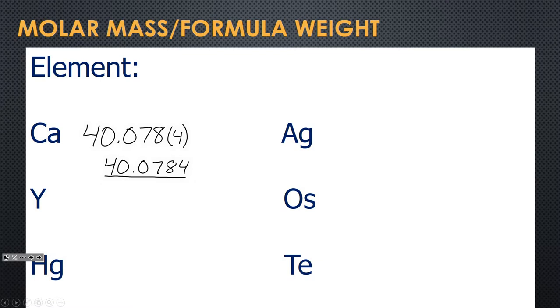Hg is mercury. It's on the right-hand side of the sunken area, partway down. Osmium is in the middle of the sunken area, partway down, and tellurium is in the far right area, and Hg is in the middle sunken area on the right, and so is silver. Ag is silver.